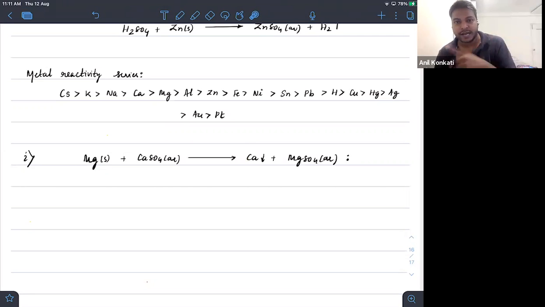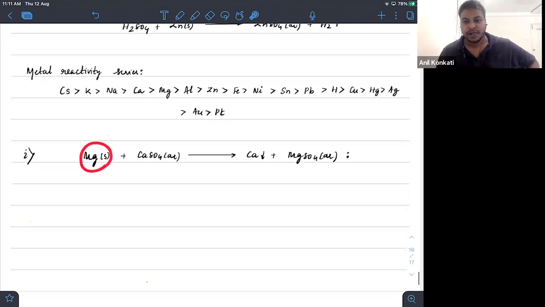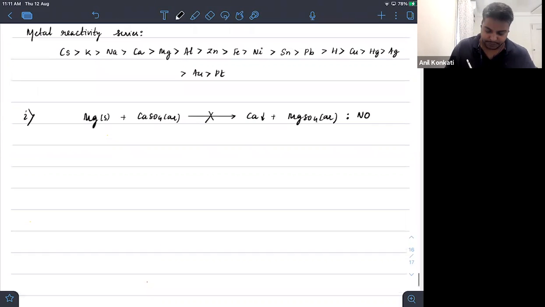Reaction will always drive in that direction in which the reactant which you are taking, like magnesium which you are taking, has to have more reactivity than calcium. But is it happening here? No. So the answer should be no. So this won't happen. The reverse reaction will definitely happen. Okay. The reverse will happen, but the forward reaction will not happen. Here, everybody? Sure. On that basis, I'll do one more one here.